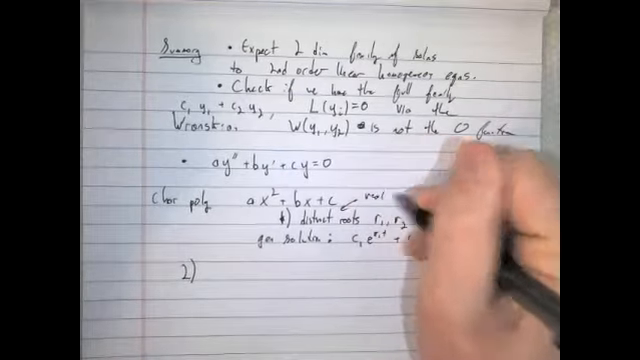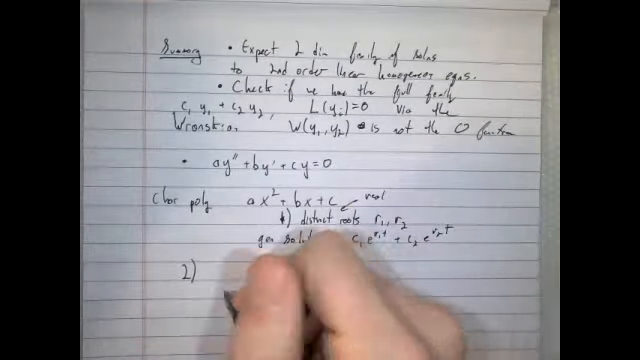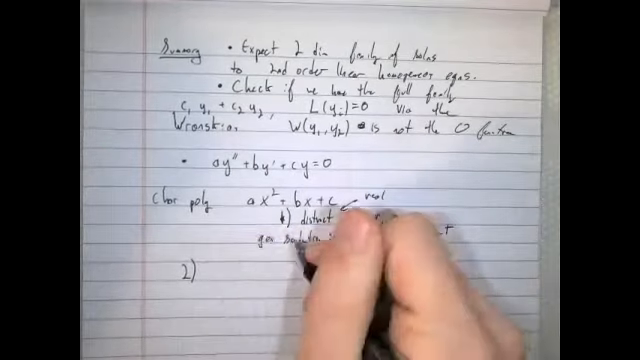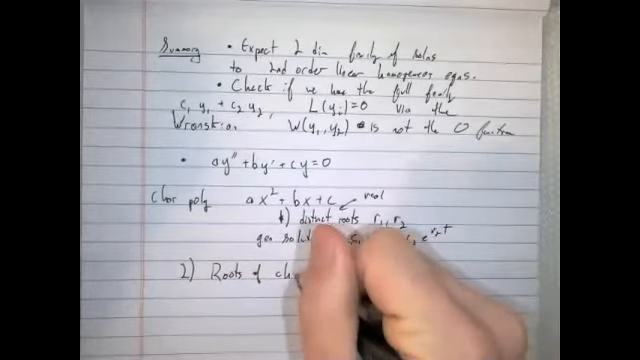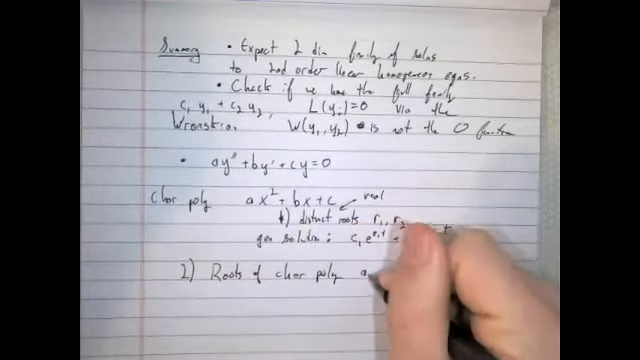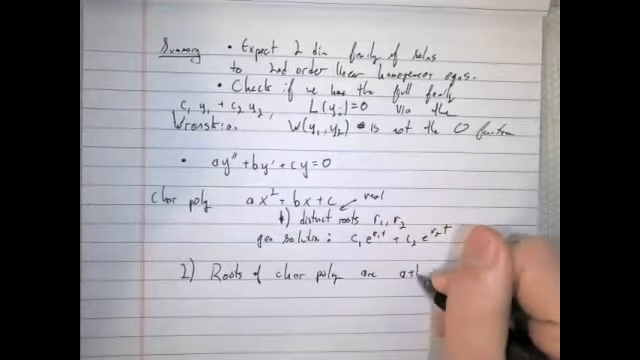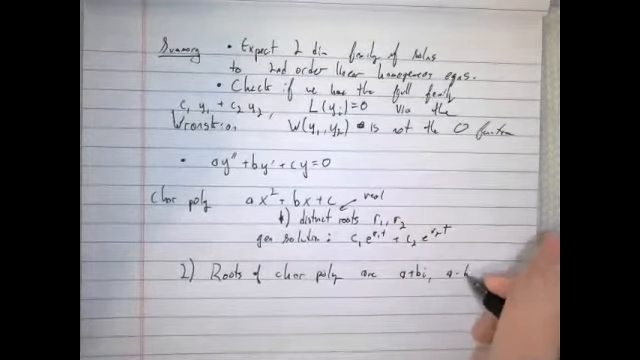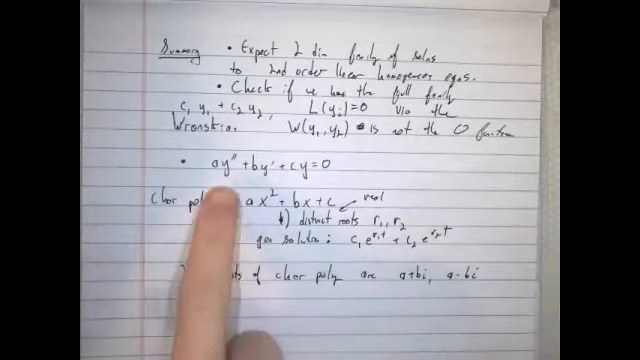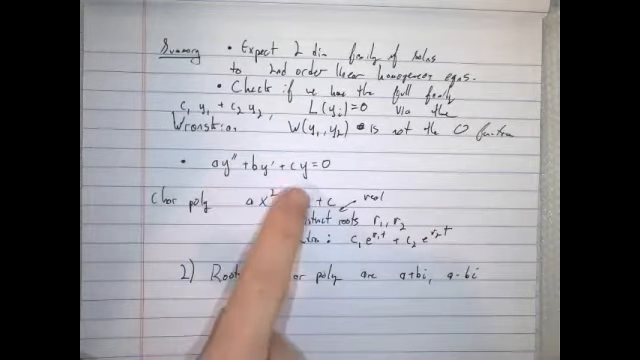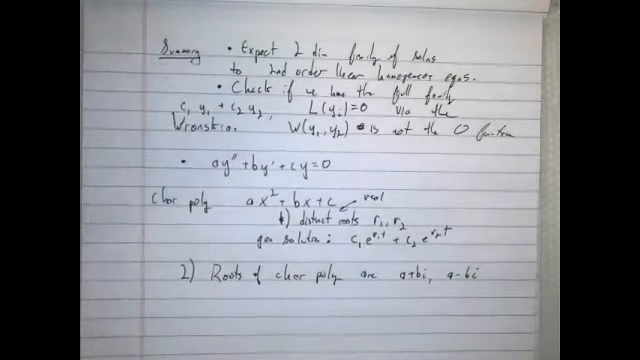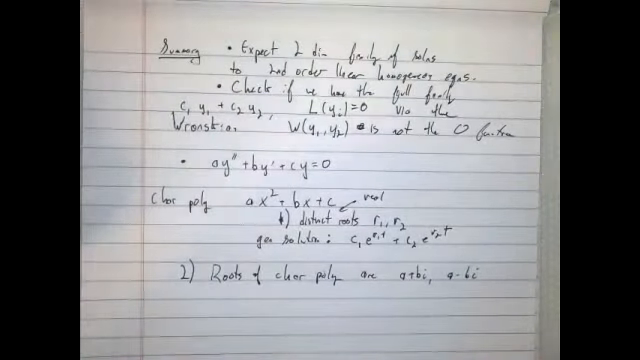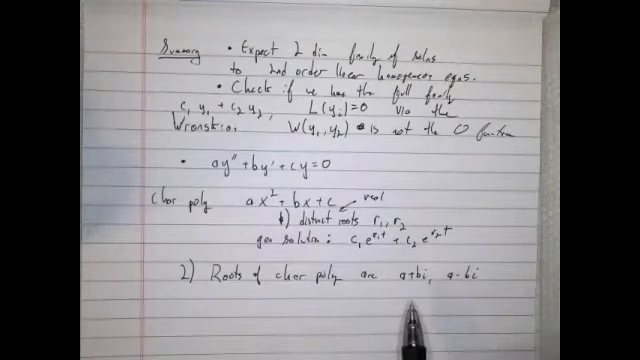The second case, sorry, the first was distinct real roots. Let's assume now that the roots of the characteristic polynomial are a plus bi and a minus bi. We know that if there's one complex root, then the other root of the polynomial has to be its complex conjugate. So the roots have to be like this. What do we know in this situation?